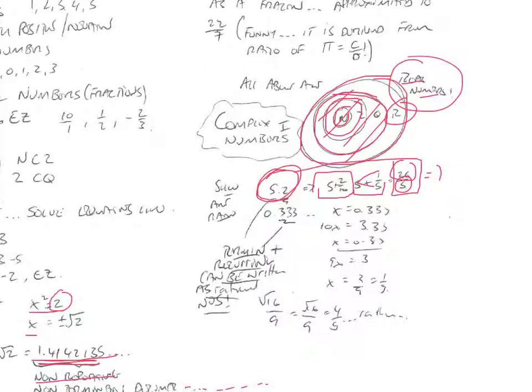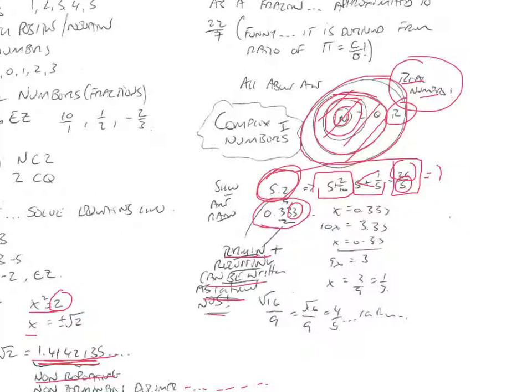And actually, when we look at 5.2, we see that it terminates. And actually, if we take another example to prove that 0.333, which terminates and is recurring, the 333 is recurring, let's see if we can write that as a rational number.